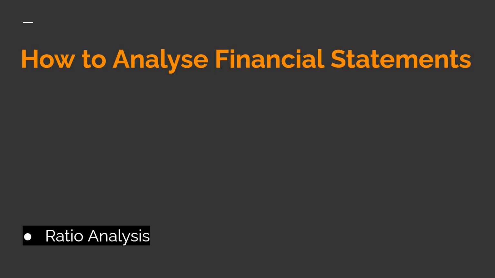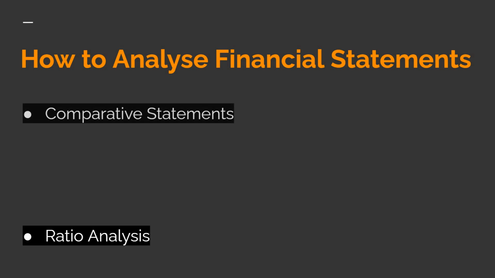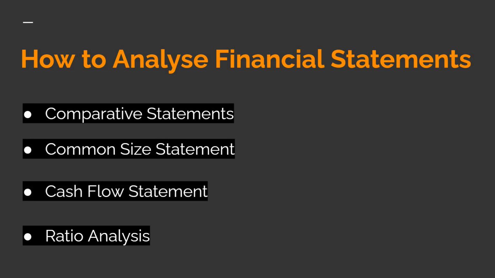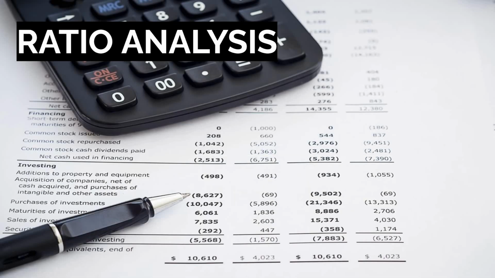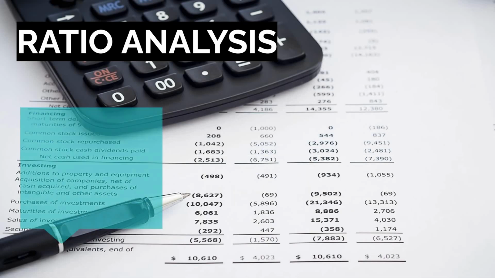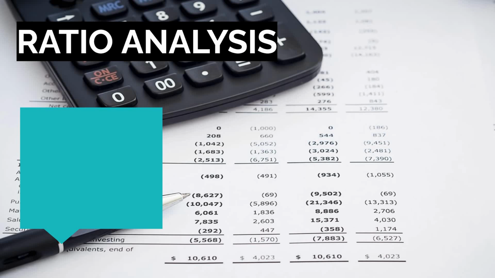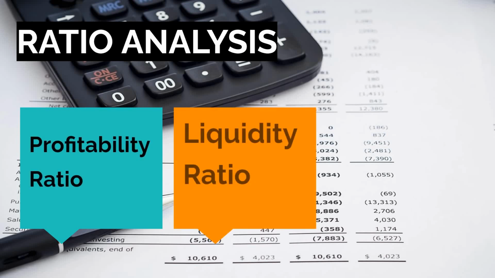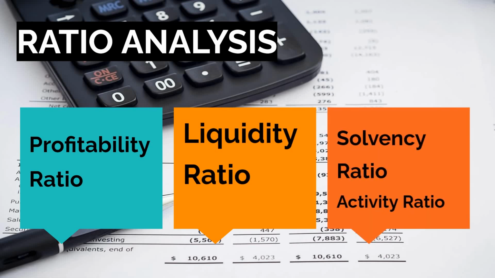Overall, there are different ways to analyze your financial statements, like comparative statements, common size statements, cash flow statement, and one of the most favorite of analysis is ratio analysis. So we are talking about ratio analysis today. Ratio analysis is done by analyzing different types of ratios. So there are profitability ratio, liquidity ratio, solvency ratios, activity ratio, etc.